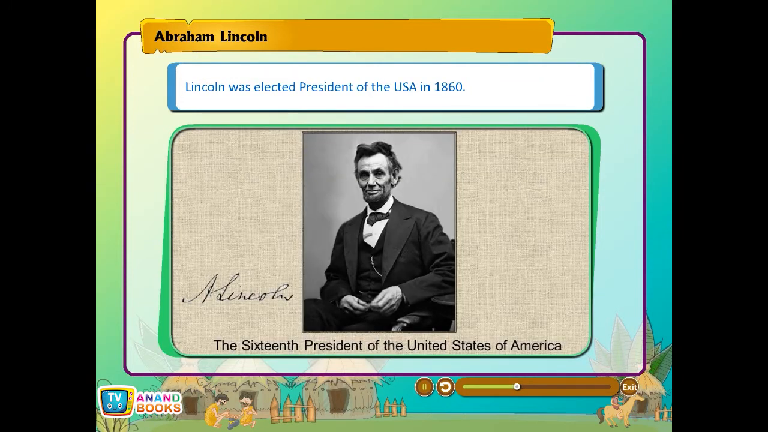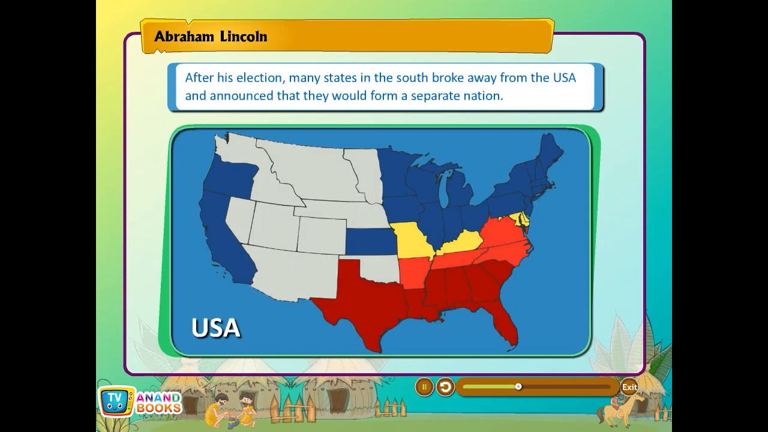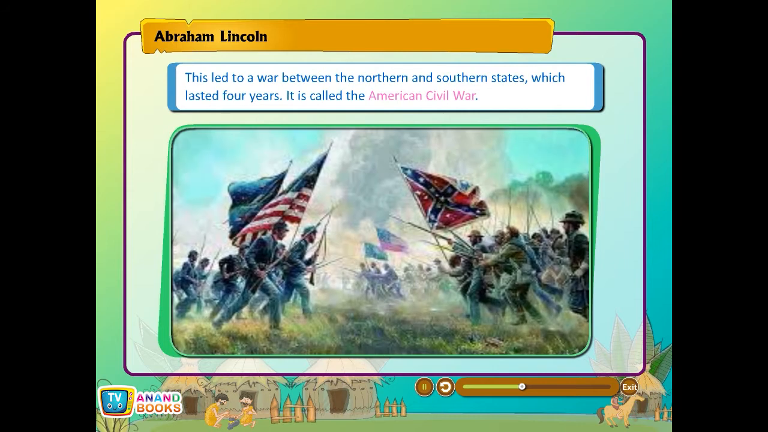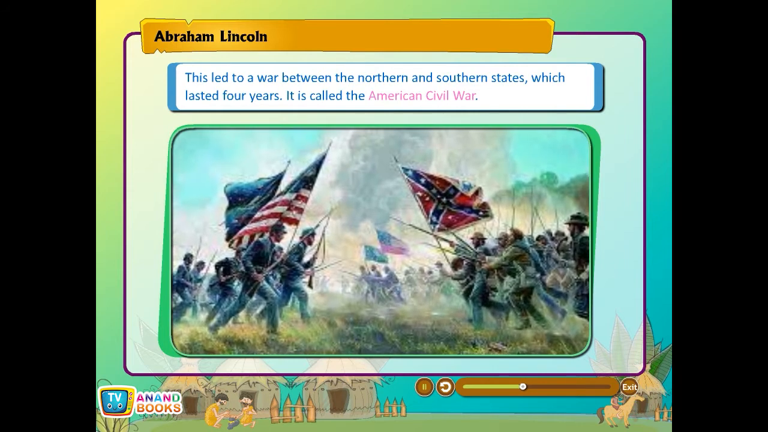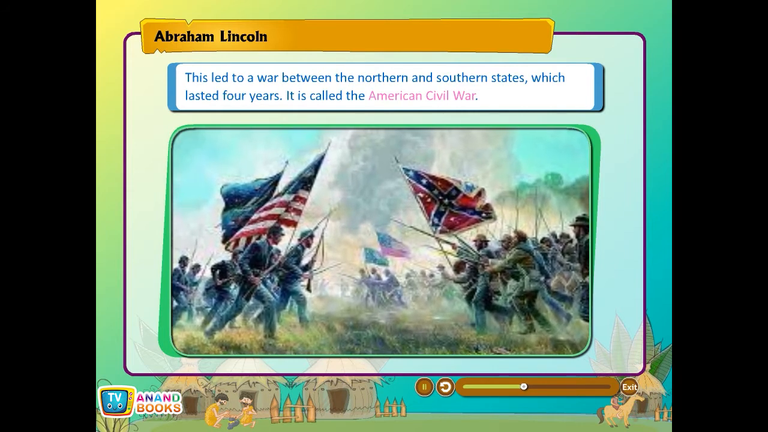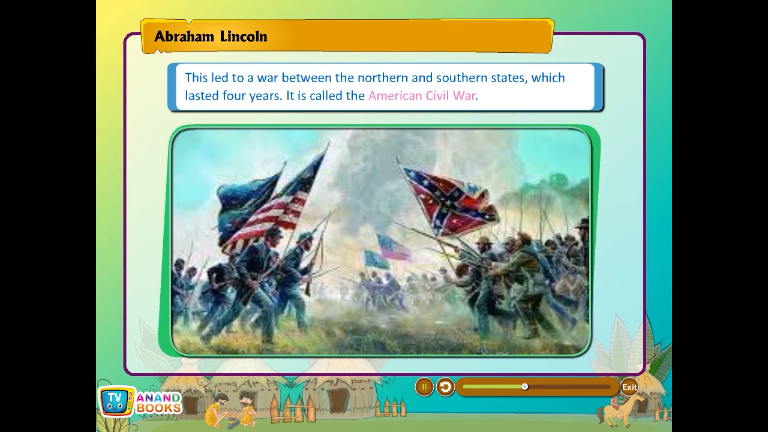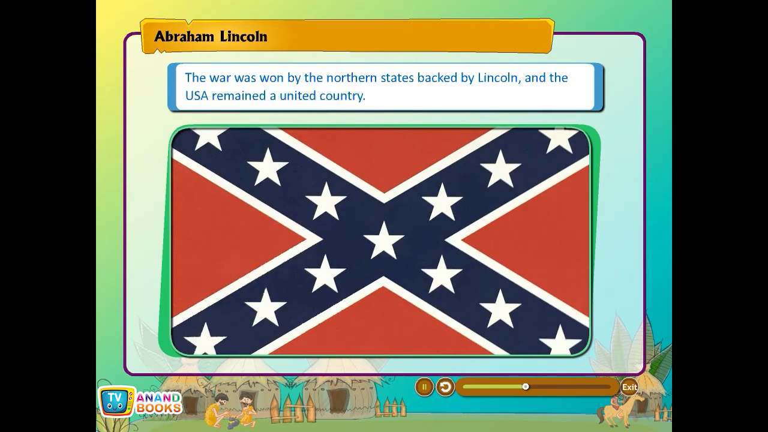Lincoln was elected President of the USA in 1860. After his election, many states in the South broke away from the USA and announced that they would form a separate nation. This led to a war between the northern and southern states, which lasted 4 years. It is called the American Civil War. The war was won by the northern states, backed by Lincoln, and the USA remained a united country.